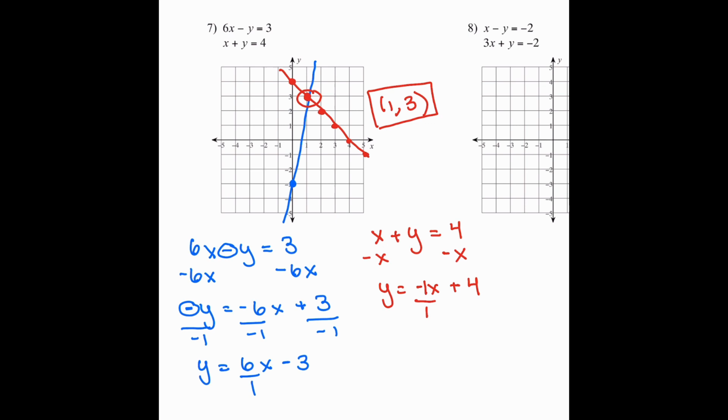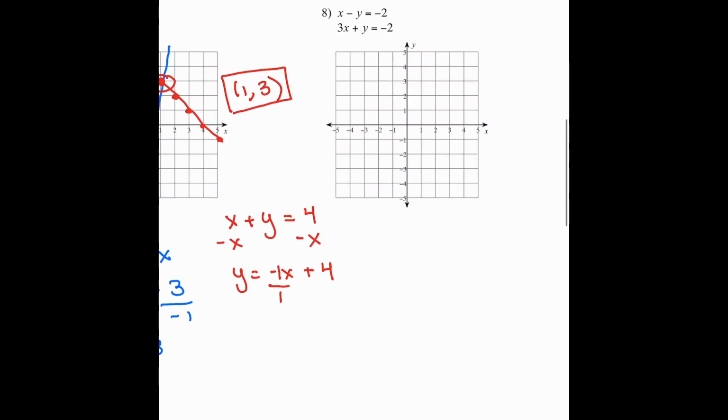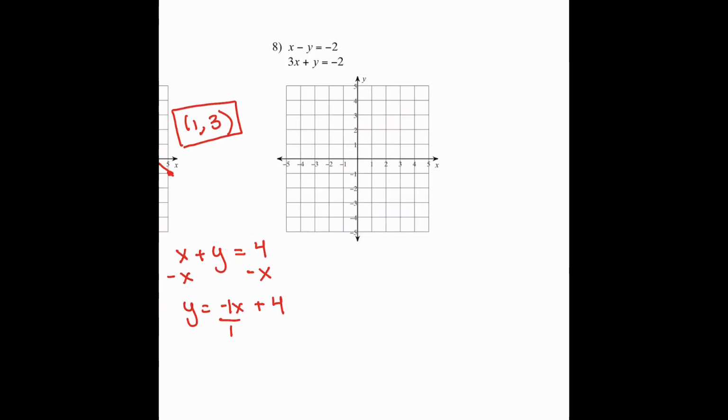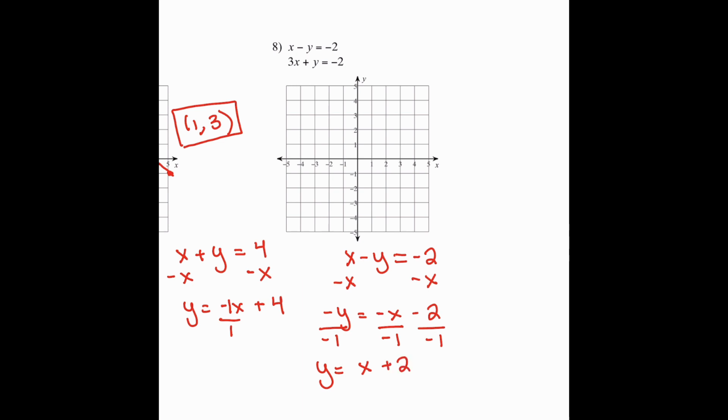Let's try another example where the equations are not written in slope-intercept form. So starting with x minus y equals -2, I need to subtract x to either side. And then just like in number 7, I have to divide everything by -1 to make my y positive. Negative x divided by -1 will become a positive x, and -2 divided by -1 will become a positive 2.